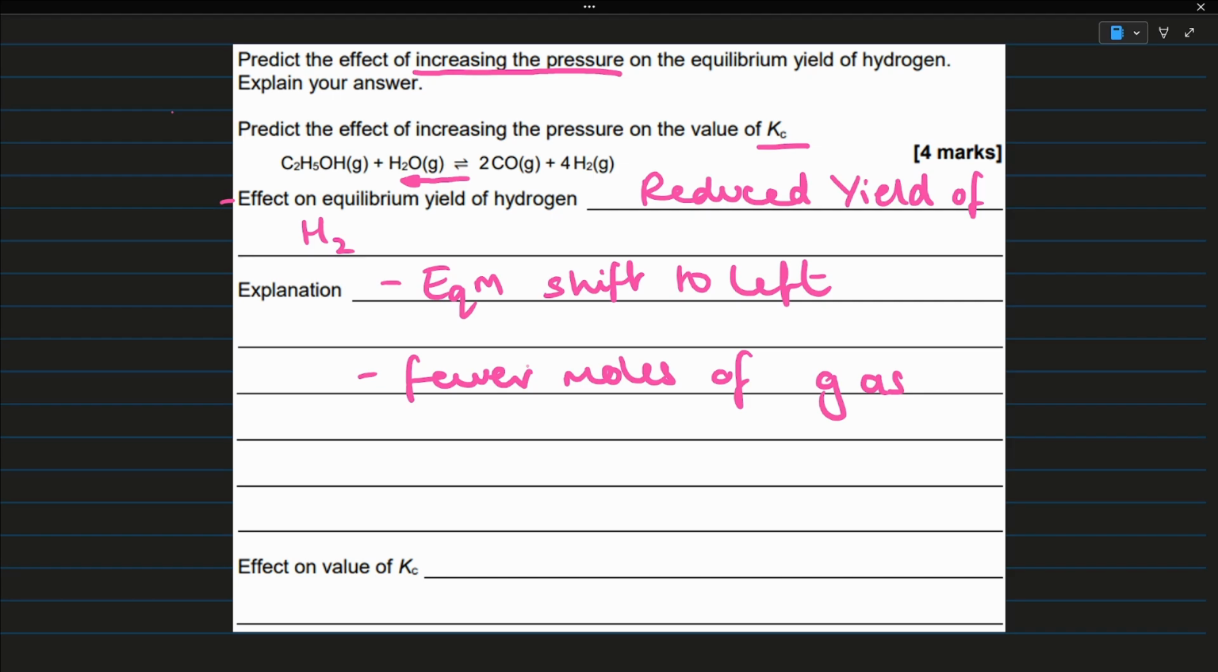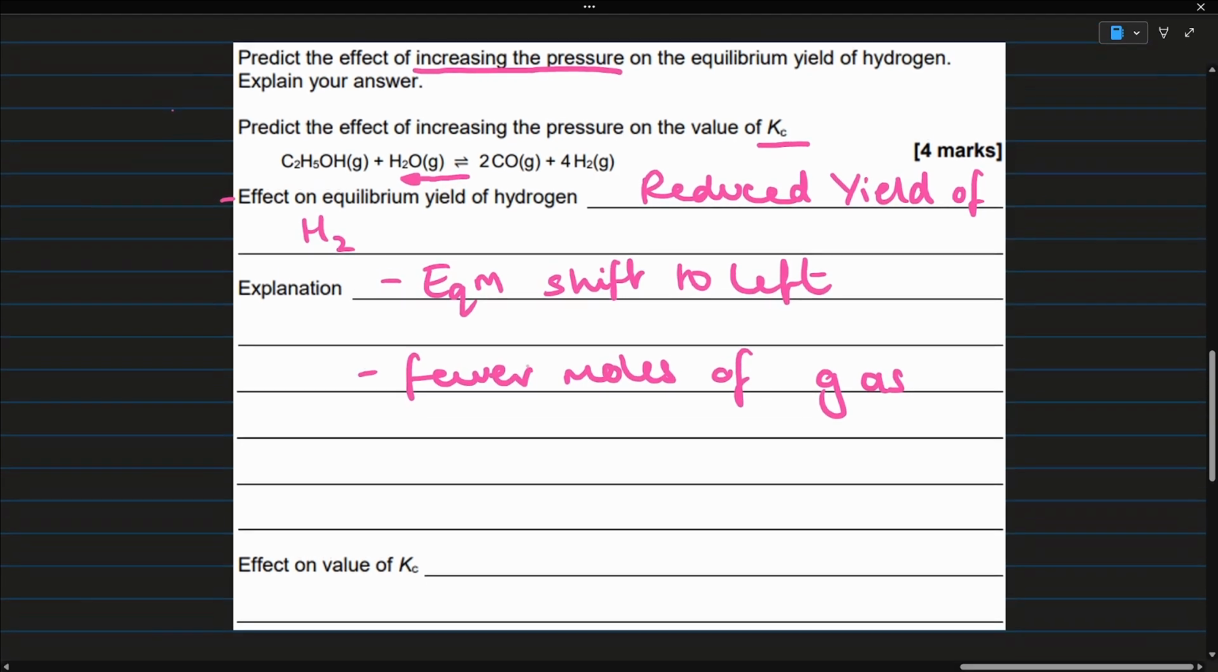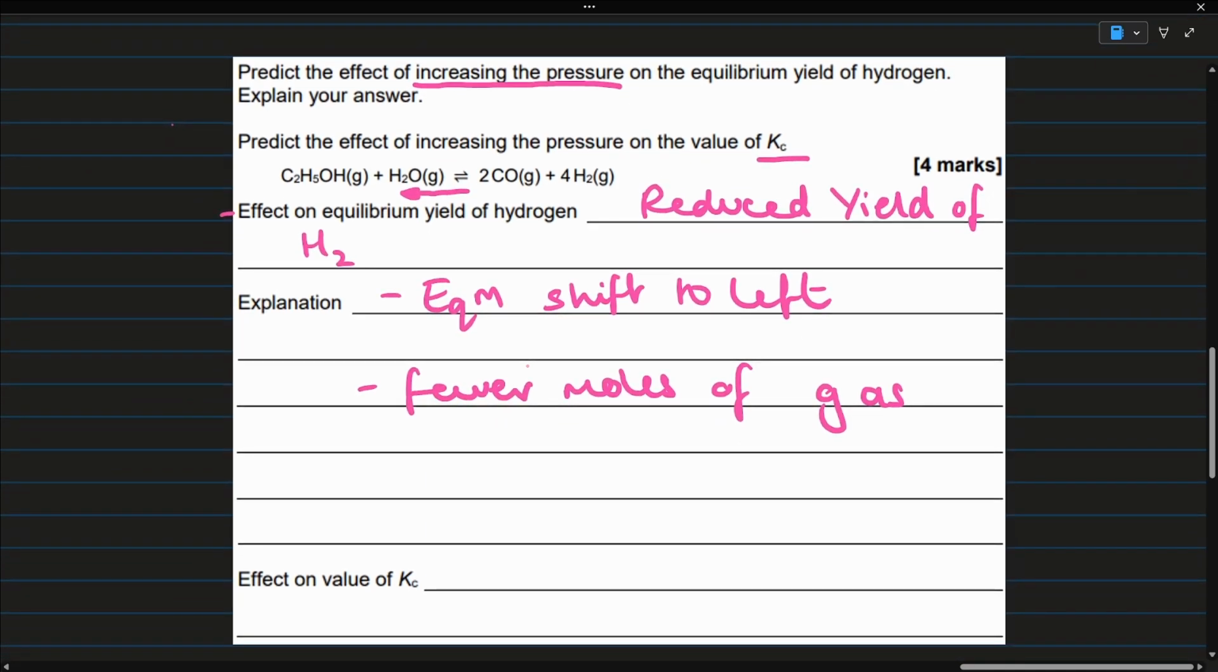and then the equilibrium basically just shifts to oppose the change of the increased pressure. Now when we consider the effect this has on Kc, know that the only thing that affects Kc is temperature. So if we change the temperature, that will affect the Kc, but a change in pressure will have no effect on Kc.